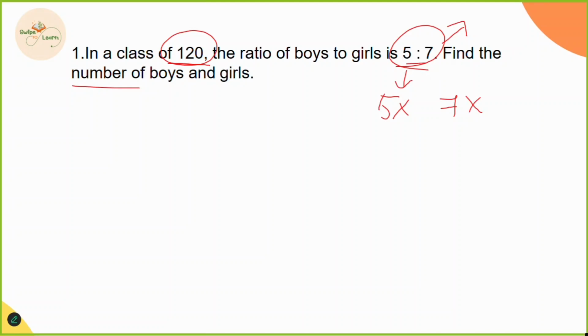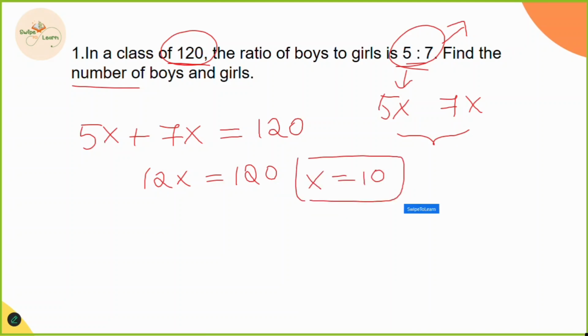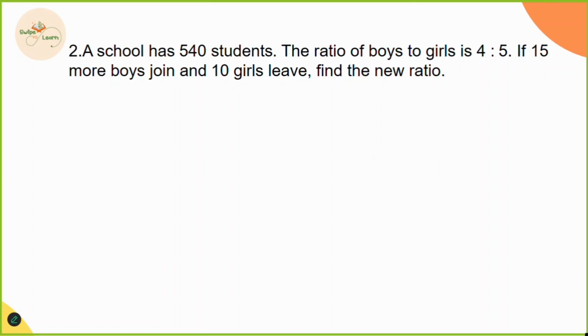They said that a class contains 120, which means it is a combination of both boys and girls, which means 5x plus 7x becomes 120. So 12x equals 120, and x becomes 10. Based on this, we can easily find the number of boys and girls. The number of boys is 50 and the number of girls is 70. Is it clear? Moving to the next question.